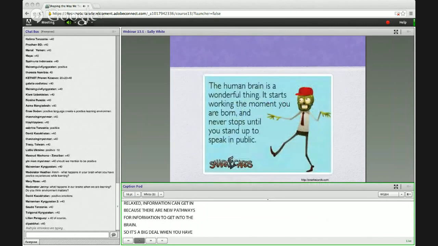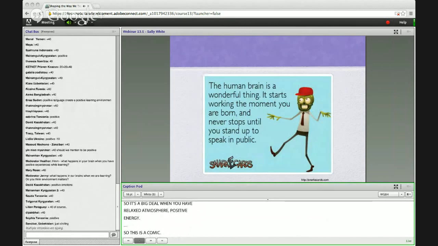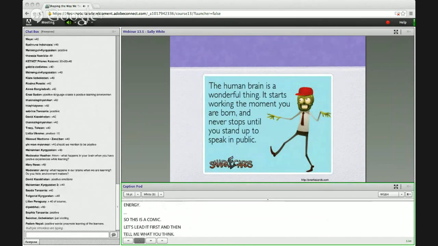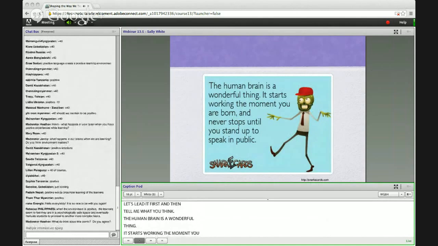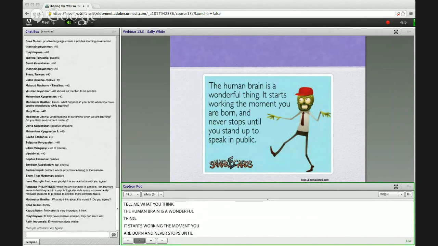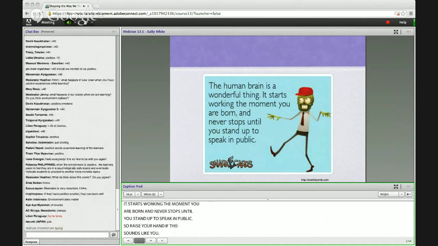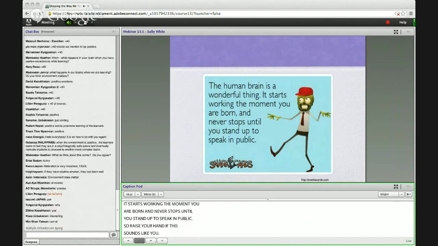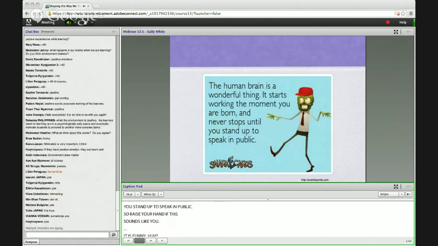So this is a comic. Let's read it first and then tell me what you think. The human brain is a wonderful thing. It starts working the moment you are born and never stops until you stand up to speak in public. So raise your hand if this sounds like you. It is funny, huh? And it's also a little bit true.